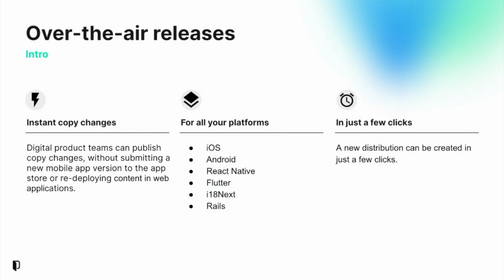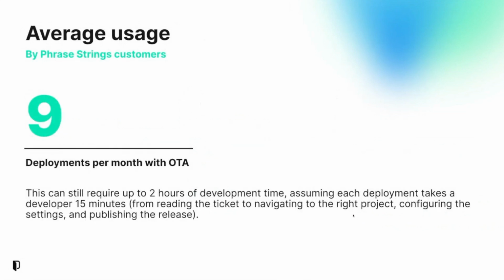As you might know, at Phrase, we're always working towards a higher degree of automation, offering our customers the tools to automate more parts of their processes. Even though the OTA feature already provided a great value to our customers, there was still some manual work needed, and that's what we were looking at and trying to improve. We wanted to help customers reduce this manual effort even further, because as we saw, the average Phrase customer is releasing 9 deployments per month through the OTA feature.